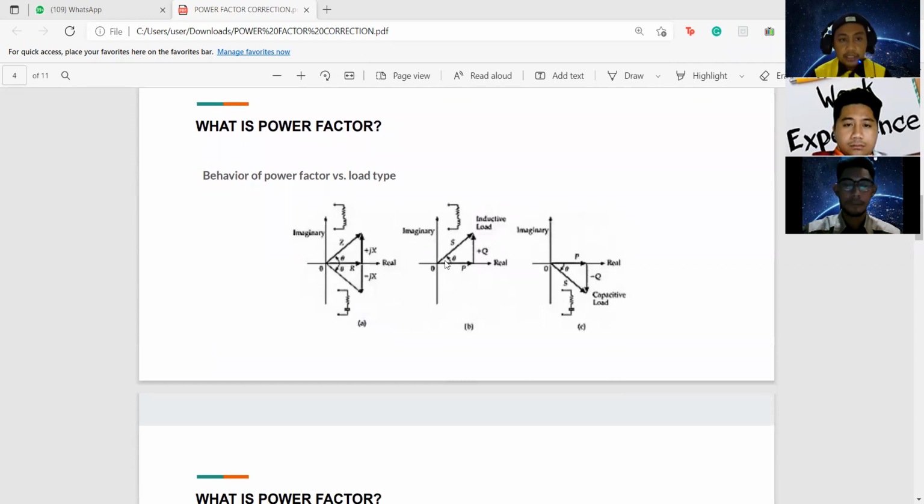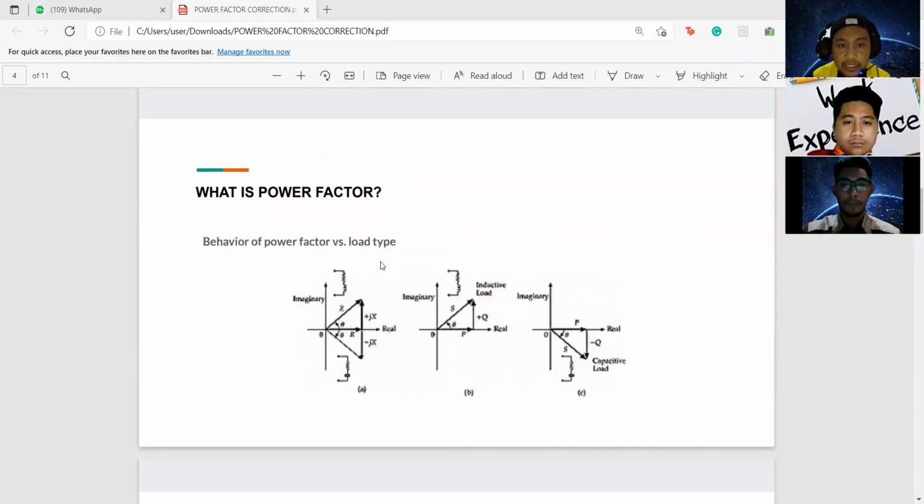Next, this is the behavior of power factor versus load type. For the circuit, we put the inductive and also the resistance load, so the value of Q will be positive. Meanwhile, when we put the capacitive load, the value of Q will be negative.